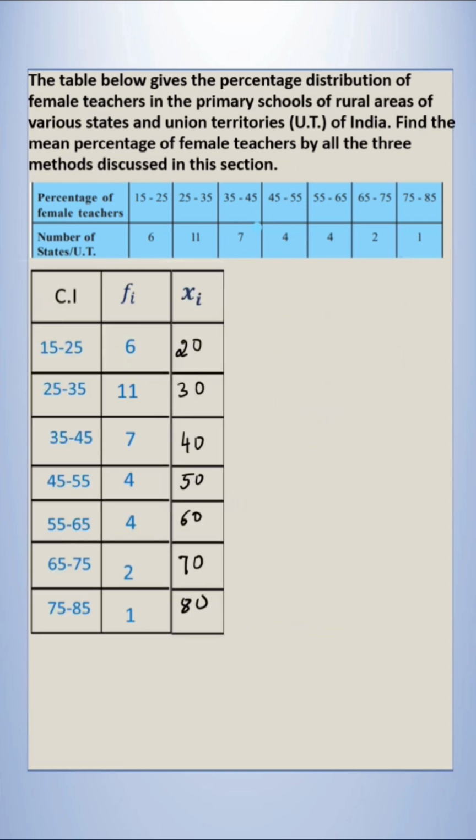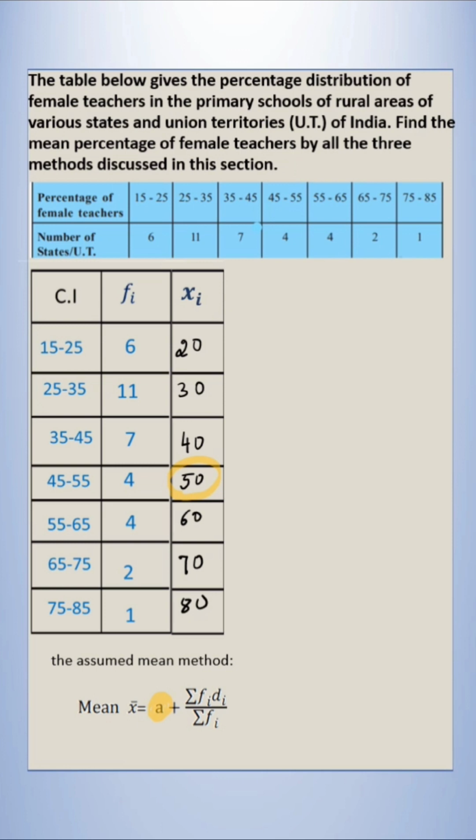39.71. Now let us find the mean by assumed mean method. The formula for which is A plus summation of Fi di upon summation of Fi. Here A is assumed mean. We have to assume a mean among xi. Let us assume 50 as assumed mean.